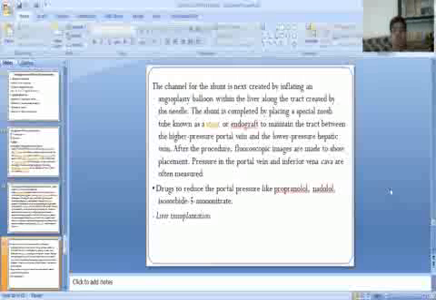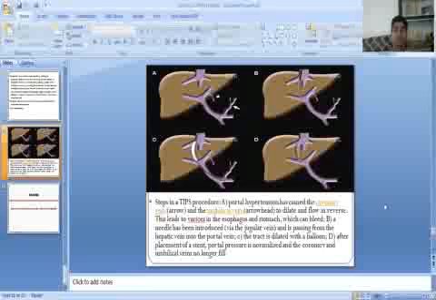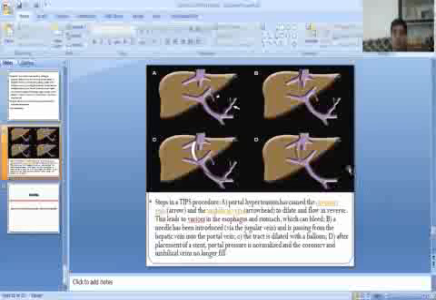Drugs to reduce the portal pressure like propranolol, nadolol, isosorbide. Liver transplant: final treatment is liver transplant. This picture is showing the TIPS procedure. Okay, students.